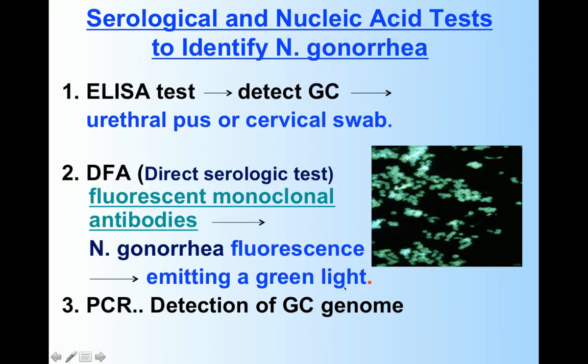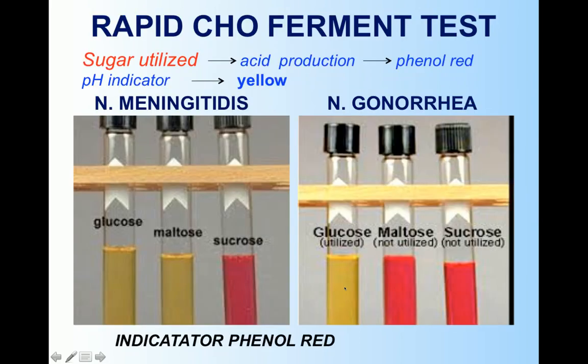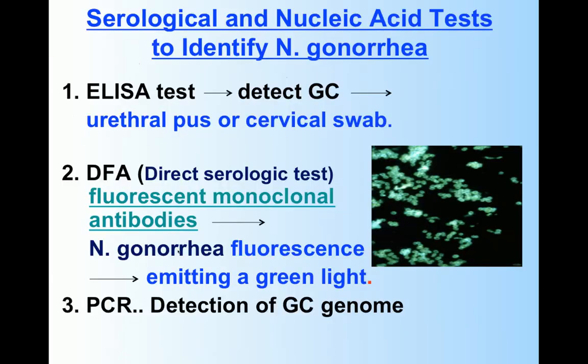If it becomes yellow in color in the presence of indicator phenol red, then it means that the sugar has been utilized or has been fermented. With Neisseria gonorrhoeae, only glucose is going to become yellow, but with meningitidis, both glucose and maltose become yellow in color, indicating that the sugar has been fermented.